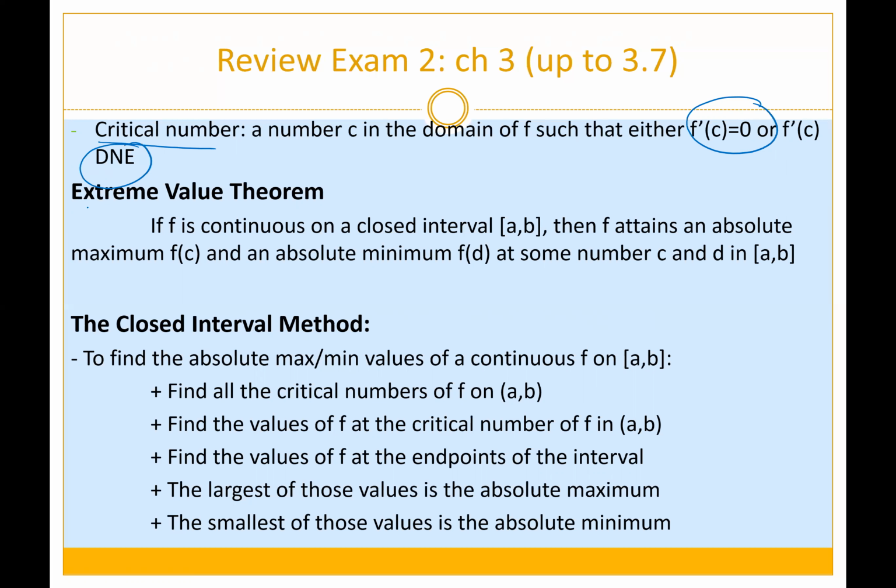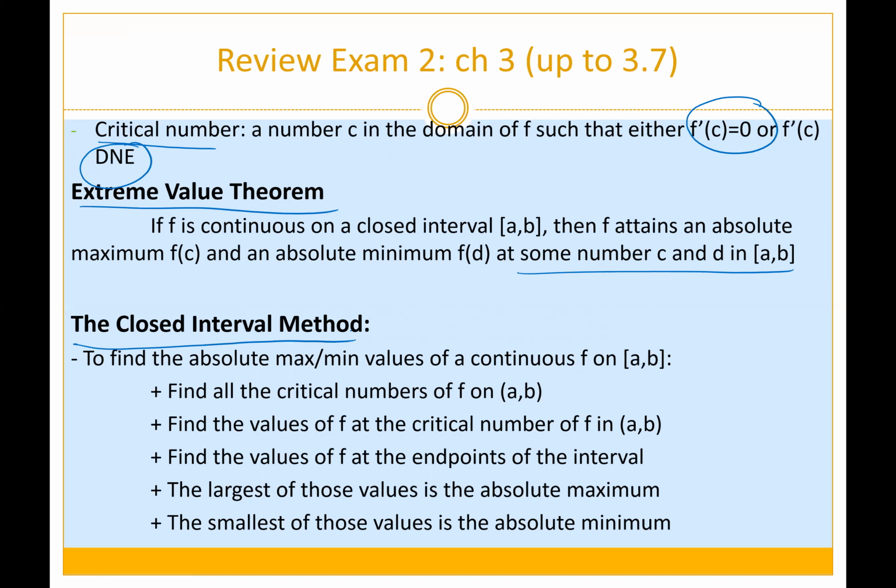You also have the extreme value theorem. It's a way to assure the fact that you're gonna find an absolute maximum and an absolute minimum on some closed interval from a to b. If f is continuous on that interval, then you're definitely gonna have an absolute maximum and an absolute minimum at some numbers c and d in this interval.